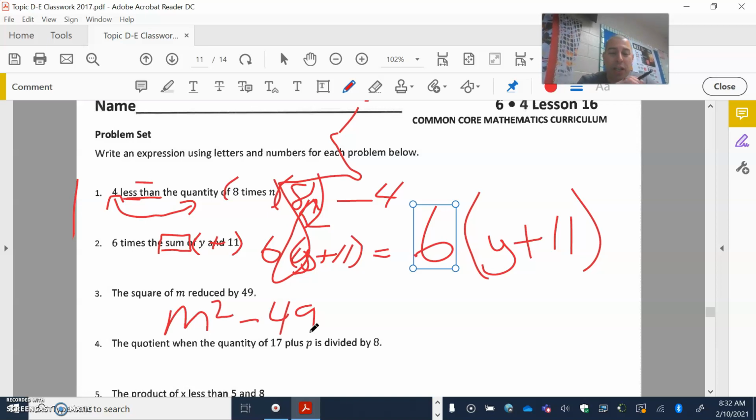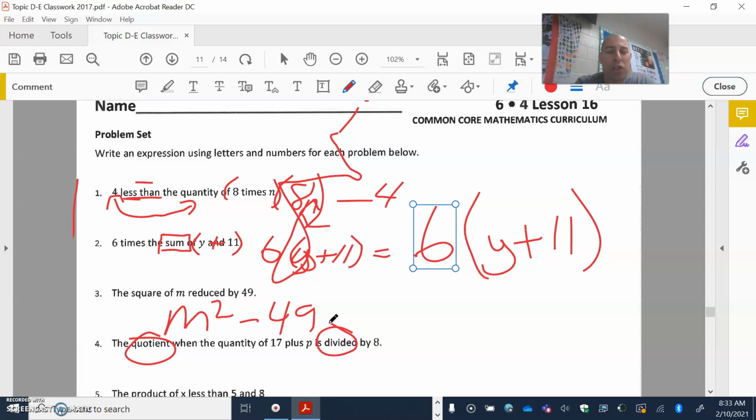The quotient when the quantity of 17 plus p is divided by 8. So first of all here, if you were confused by this problem, you should be. It's a bad problem here. Look who shows up: quotient, which means to divide. And then it also says "is divided by" here. If you're confused, you have good reason.